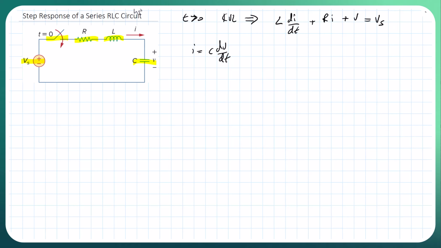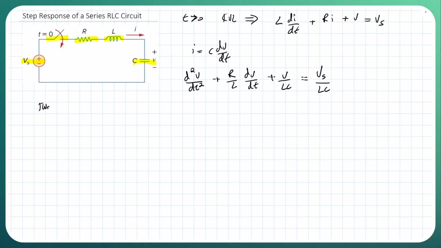Okay, so we can substitute that into the equation, and then we can rewrite this equation as a second order equation: d squared V over dt squared plus R over L dV/dt plus V over LC is equal to Vs over LC. Okay, and then we can further divide this up into a more generic equation based on what we discussed before, and we can actually determine the solution to this equation.